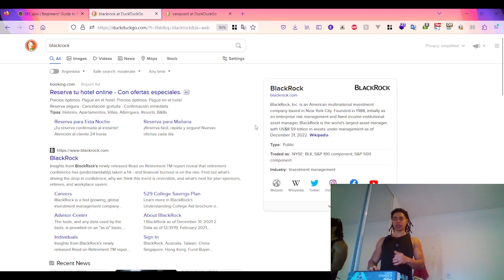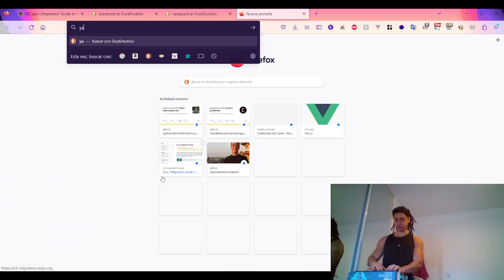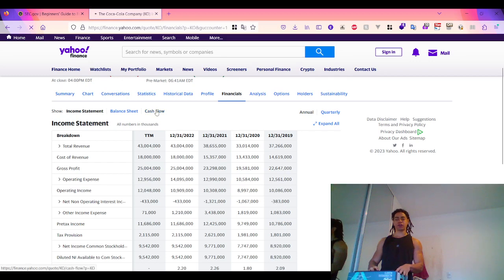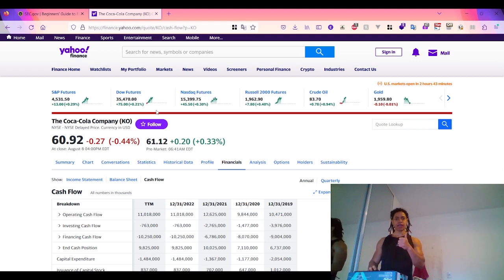So with that, this is just the first part of the cash flow. If you want to take a look, here is Yahoo, from Coca-Cola. The second part of the cash flow is the investing operations. This generally involves the purchase or sale of long-term assets, such as intangible assets, property, plant and equipment, investments, and leasehold improvements.